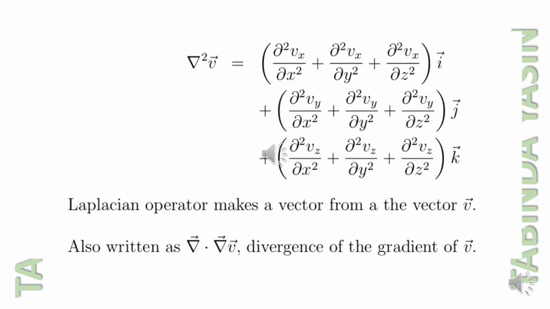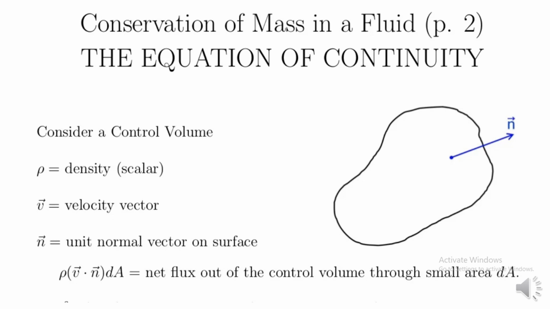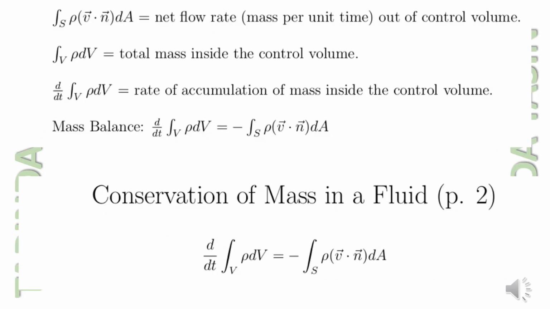We first find the gradient of v, then we apply the divergence of v to the resultant. Now, to understand the conservation of mass in a fluid, the equation of continuity is given as follows. Consider a control volume with a unit vector n normal and pointing out of the surface. Rho is the density scalar, v is the velocity vector, n is the normal vector on a surface, and rho v dot n dA is the net flux out of the control volume through the small area dA.